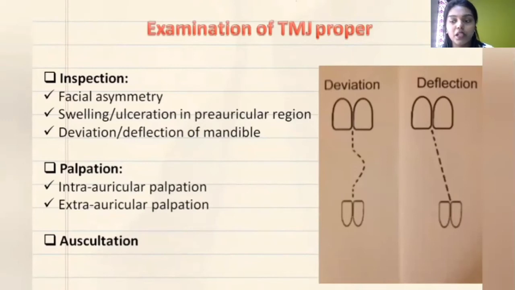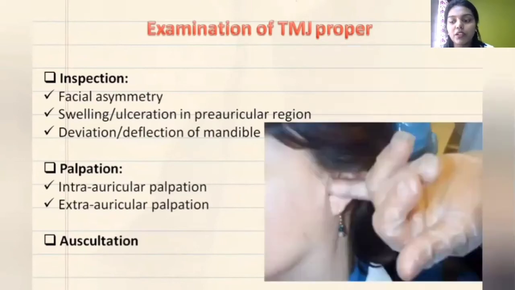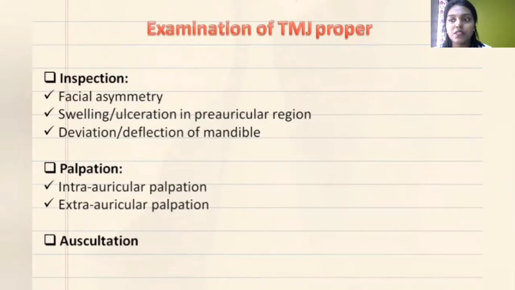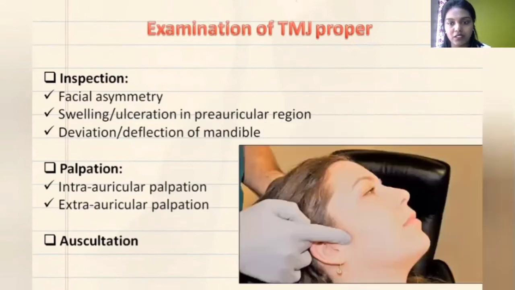Condyles are palpated by the intraauricular and extraauricular methods. Coming to the intraauricular palpation, the little finger is placed inside the external auditory meatus during the mandibular movements. Condylar movements are felt with the help of the pulp of the little finger. In extraauricular palpation, the condyles are palpated in the preauricular region, about 1.5 centimeter anterior to the tragus of the ear. Joint noises and pain might be the responses while palpating.